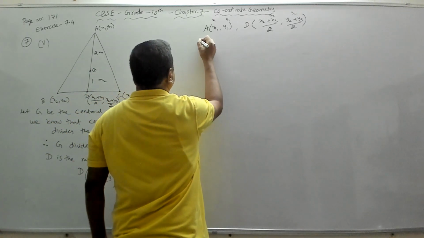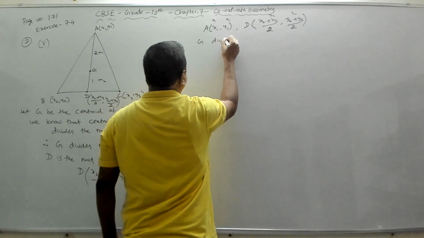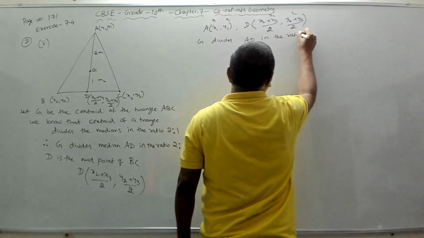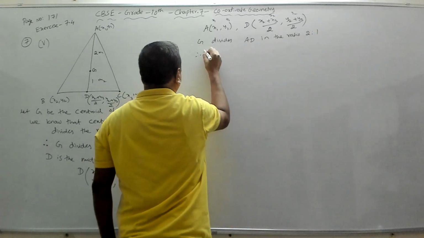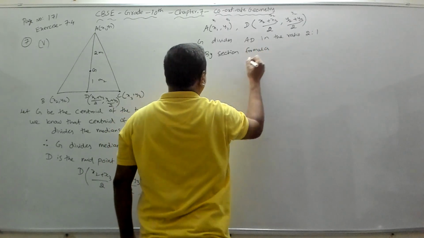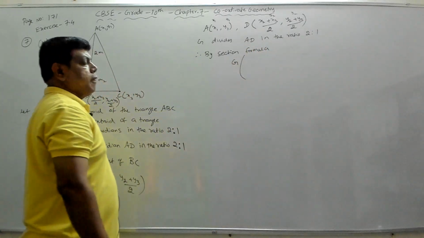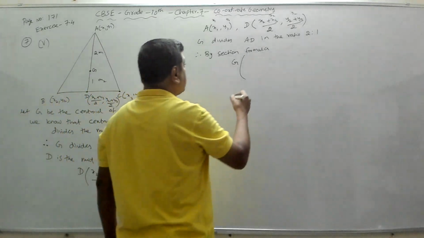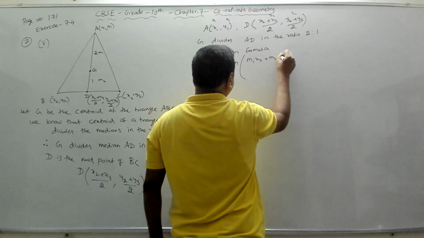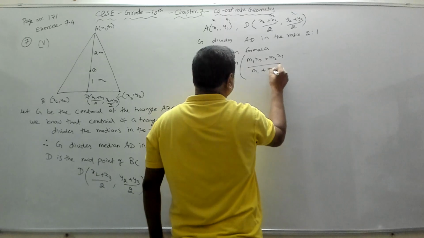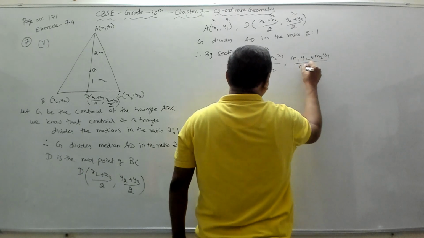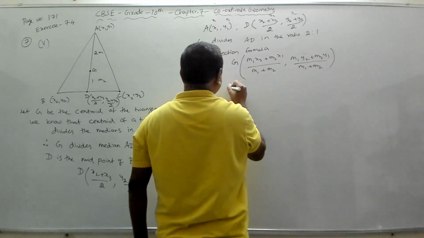So by section formula, G divides AD in the ratio 2:1. Therefore, by section formula, what we have is G is given by, I'm writing the general section formula: M1 x2 plus M2 x1 by M1 plus M2, comma M1 y2 plus M2 y1 by M1 plus M2. That is G. Now we'll substitute.